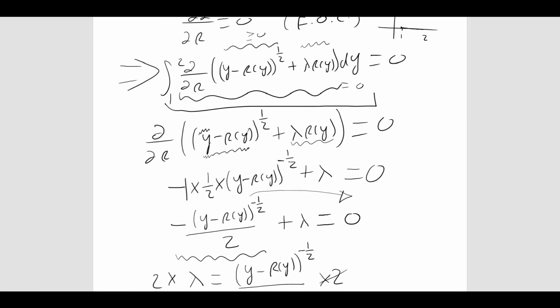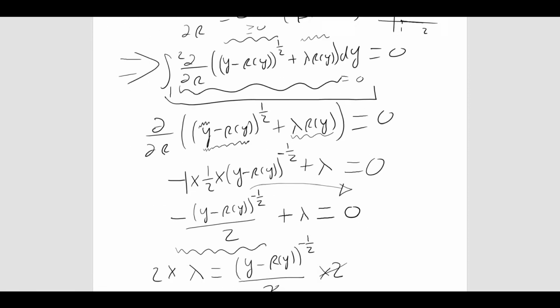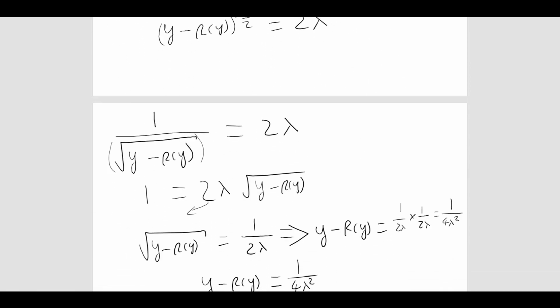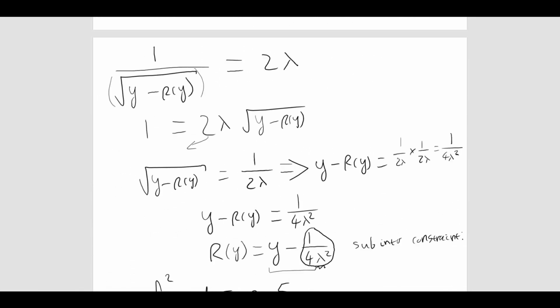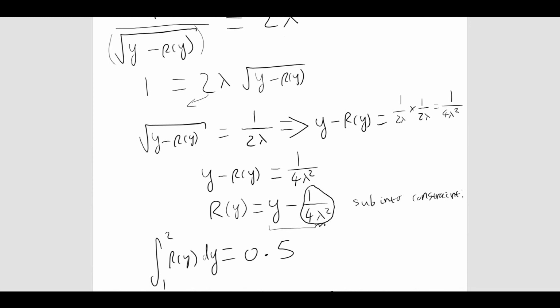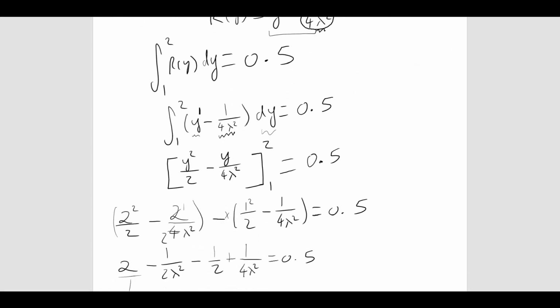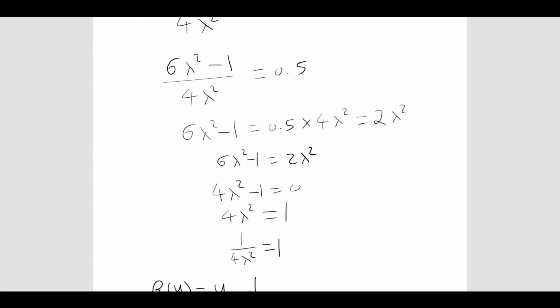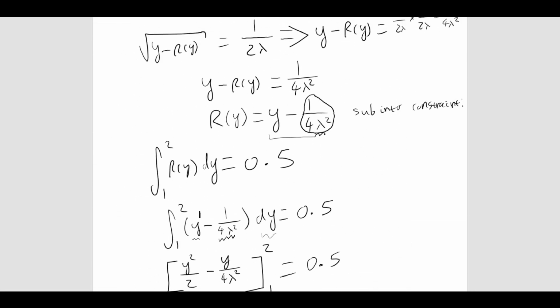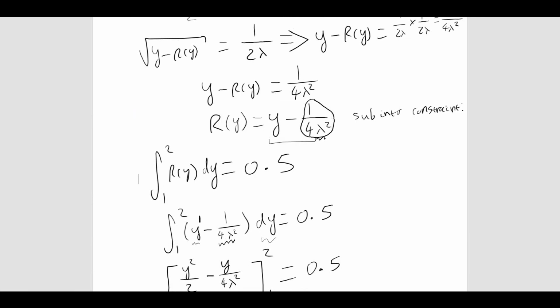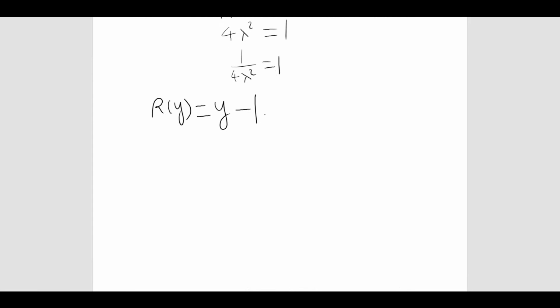We did the differentiation, remembering we can take it under the integral sign by Leibniz's rule. Did the differentiation, rearranged to get r on its own, which was y minus 1 over 4 lambda squared. We then substituted that into the side constraint, integral 1 to 2 of r of y dy is 0.5. Again, we can ignore the f of y because we can just say that it's 1. So we put that back in, did the integration, and rearranged to get 1 over 4 lambda squared, which we could then put back into the r function to get y minus 1. It's not easy, but hopefully the steps sort of make sense.